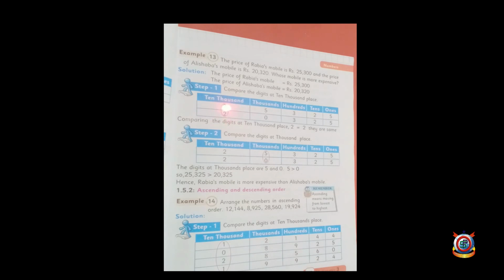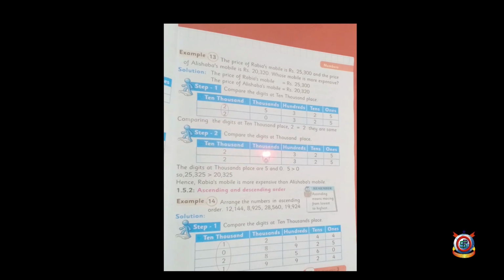In 10,000 place, the digit is same, which is 2. 2 ten-thousands in the first number and 2 ten-thousands in the second number. Therefore, we cannot compare it. Both are equal. The possibility is equal to. Therefore, comparing the digits at 10,000 place, 2 is equal to 2. They are same. Now in step 2, compare the digits at thousands place.